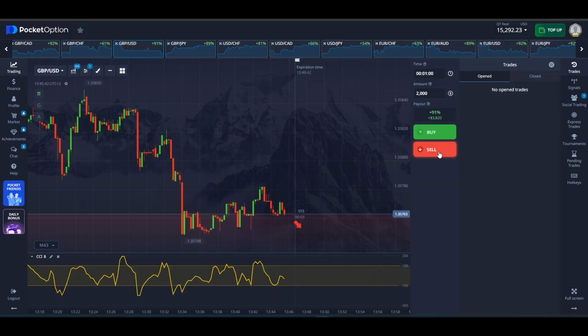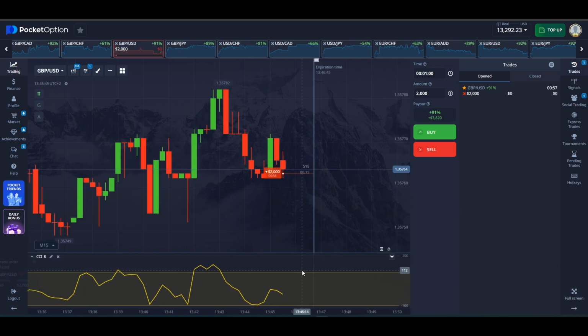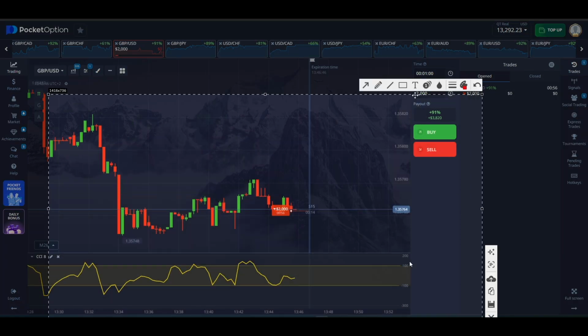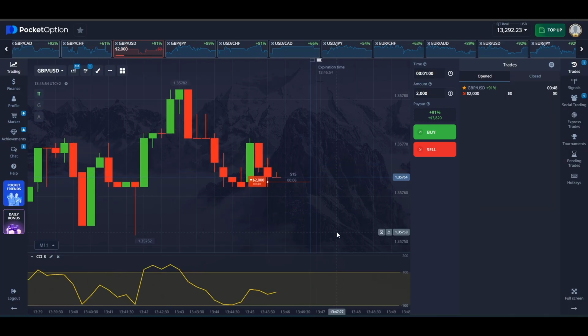And I get a sell signal. I open a sell trade right from here. So what we're seeing is that the CCI indicator is clearly in the middle zone, which means it's a safe zone for opening trades. In other words, we shouldn't expect any sudden moves right now.